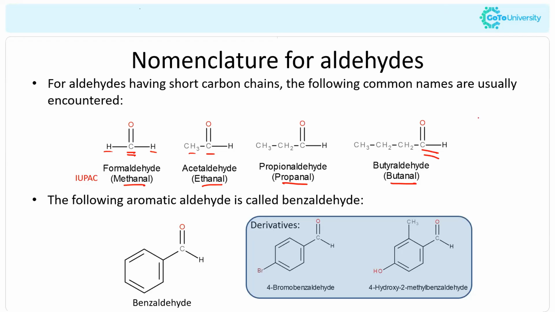Now, coming to the aromatic aldehyde, as we discussed before, the aldehyde group is not part of the ring, but comes outside the ring by substituting a hydrogen from the benzene ring. So usually they are called benzaldehyde, and the structure is also given here. If you replace any one of the hydrogens on the benzene ring with other atoms, we get derivatives of benzaldehyde, like 4-bromobenzaldehyde and 4-hydroxy-2-methylbenzaldehyde. Derivatives of the aldehyde containing other functional groups are possible.